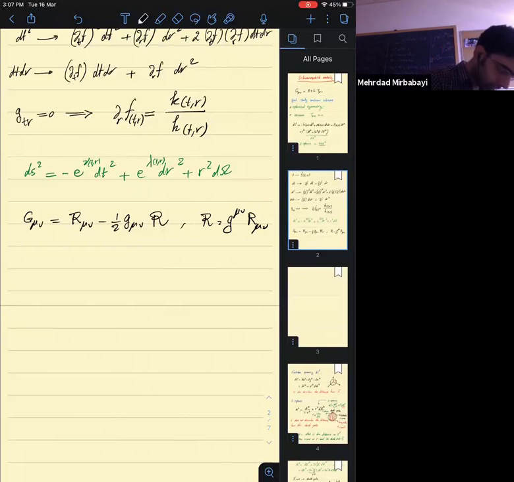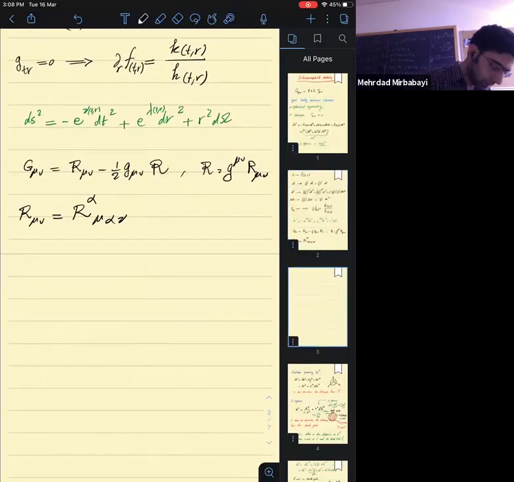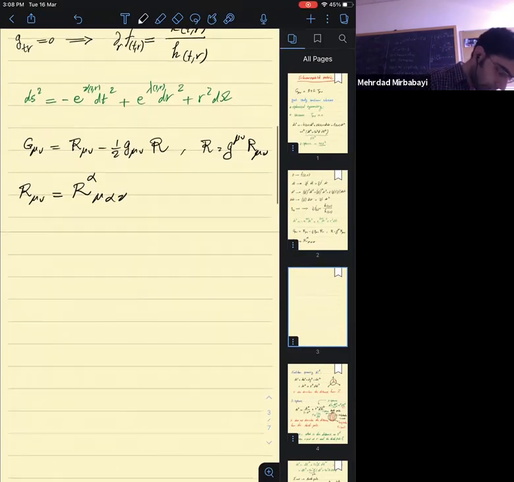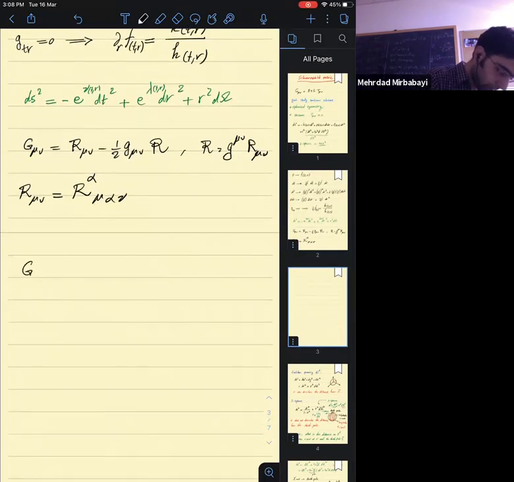Okay, and then R mu nu, we know that it is given in terms of the Riemann. Riemann we can calculate given the metric. We calculate the Christoffels and take derivatives and so on. So we can go through the exercise and find the components of this Einstein tensor. So now I write some of the components which are relevant. If I compute G tr, that is given by lambda dot divided by r.